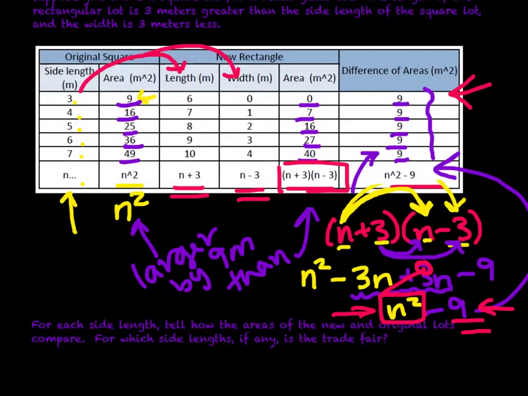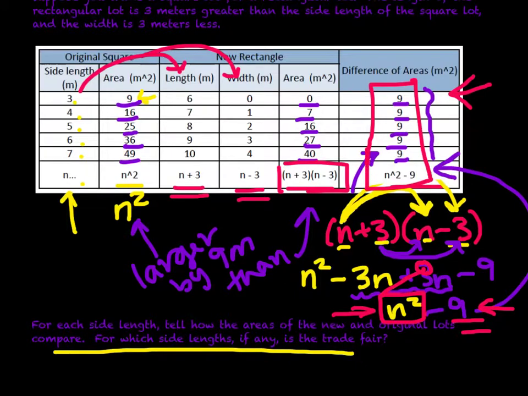So this little suggestion down here is, for each side length, can you tell how the areas of the new and original lots compare? For which side lengths, if any, is the trade fair? And if we're looking at this, I'm not seeing any sort of fair trade. We are missing 9 meters squared every single time, even in the most general of situations.